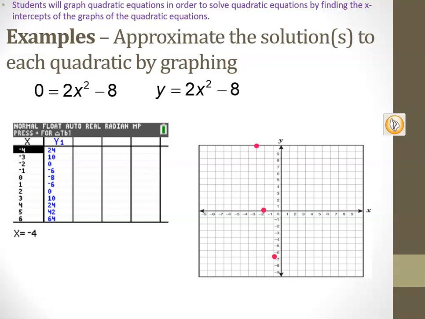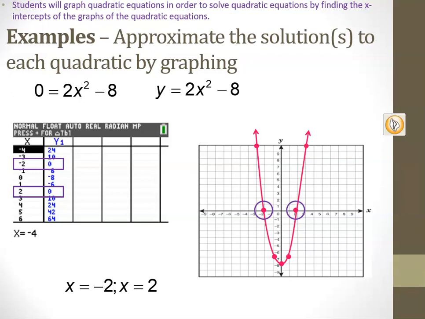-1, -6, 0, -8, 1, -6, 2, 0, and then I'm going to sketch my graph. So I can see here that I have solutions at (-2, 0) and (2, 0). So those are my answers.